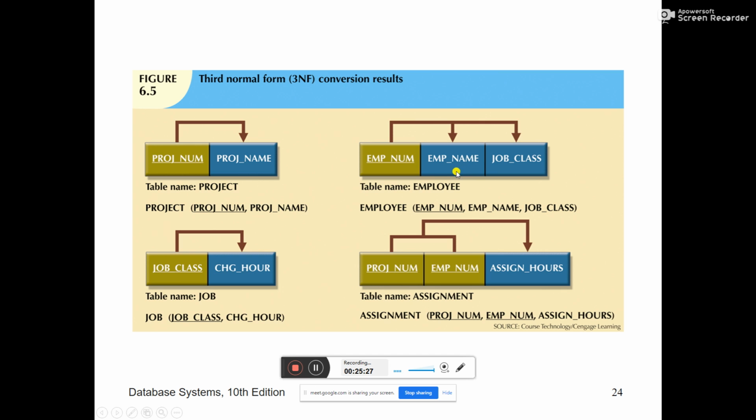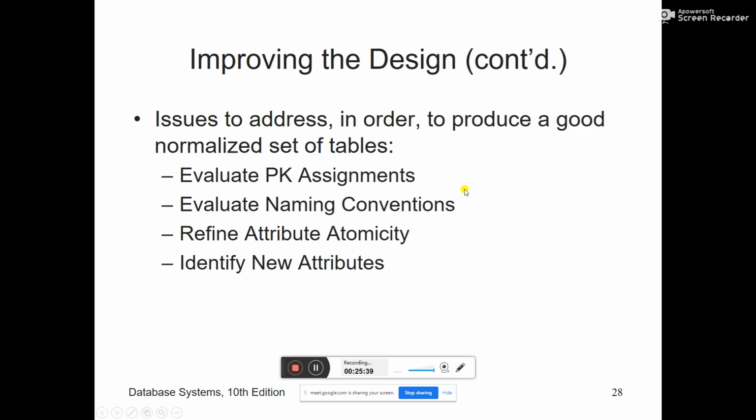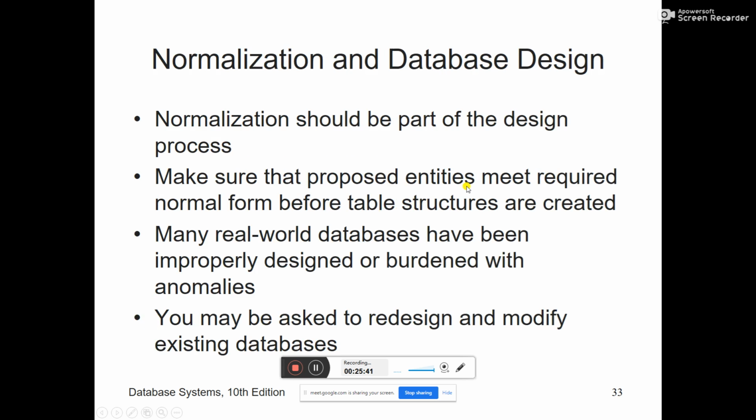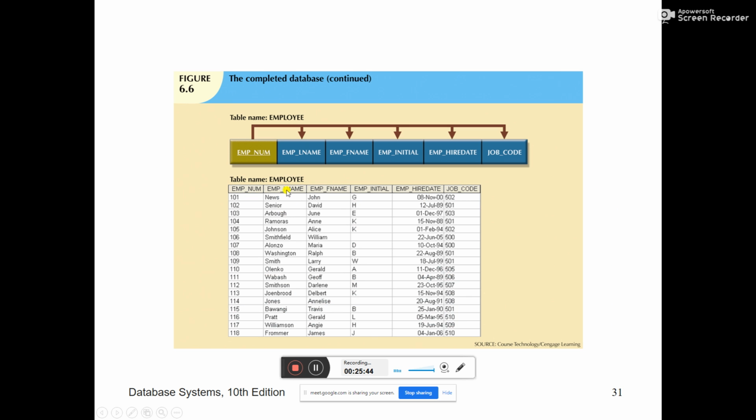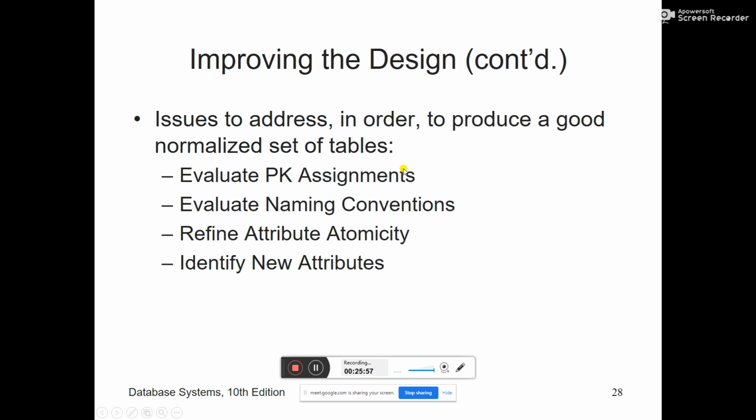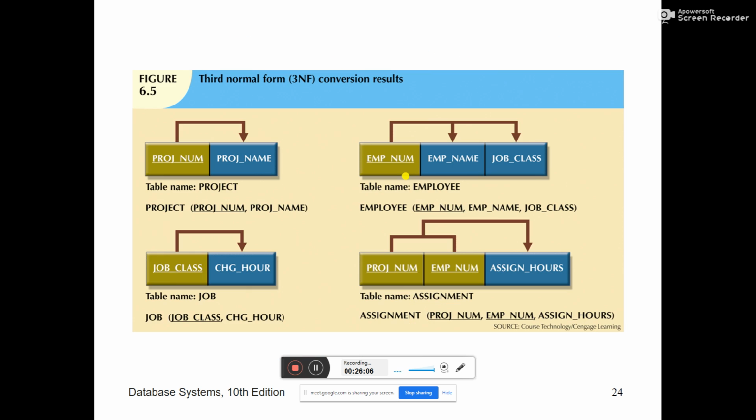So if you see an attribute that is not atomic, then divide this attribute into its sub parts and each part becomes a new attribute. Like here, if you see now in the employee table, we changed employee name into three attributes: employee last name, employee first name, and employee initial. Okay. Then identify new attributes.